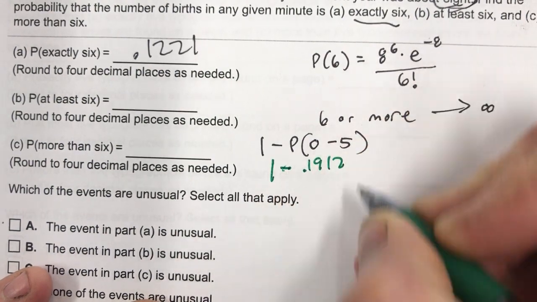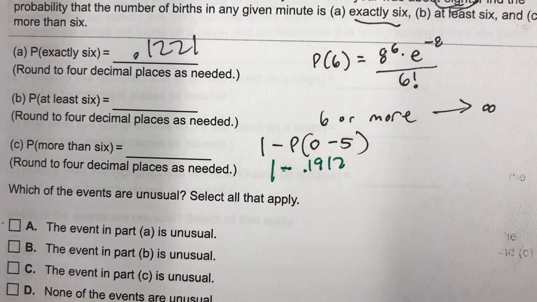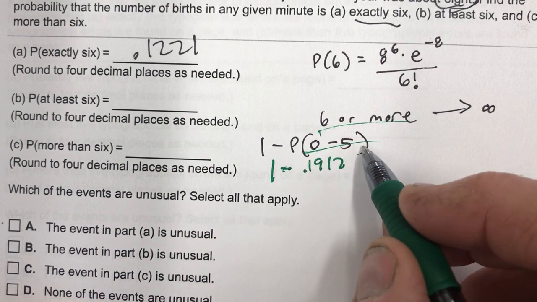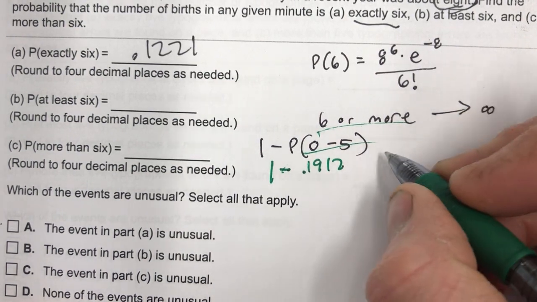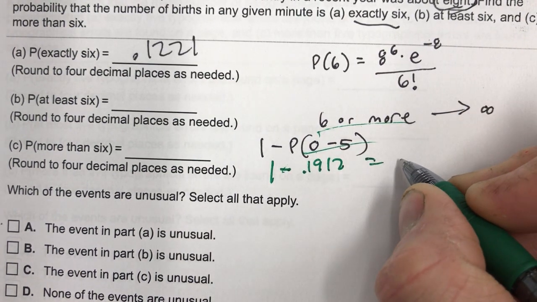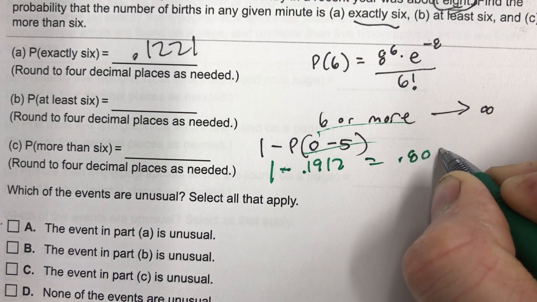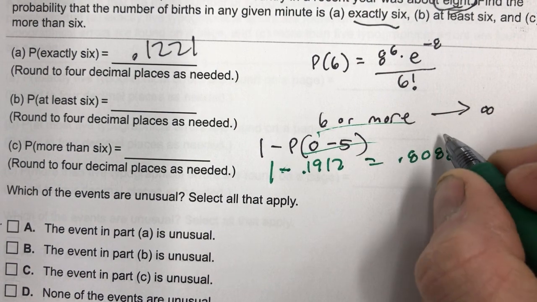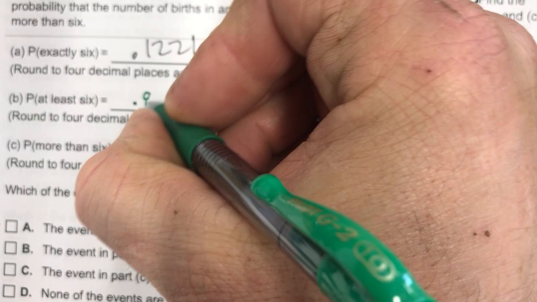Now I got to do 1 minus that. Okay, because remember this is 6 or more. We did 0 through 5. So now 1 minus that is going to be 0.8088. 0.8088. And look there, got it.